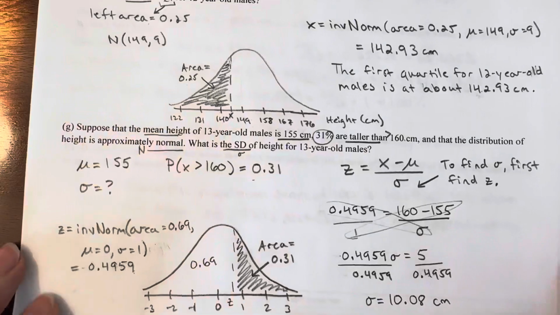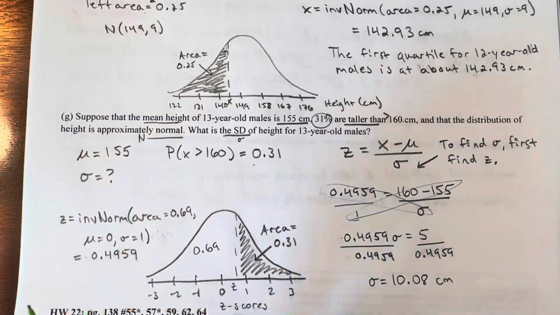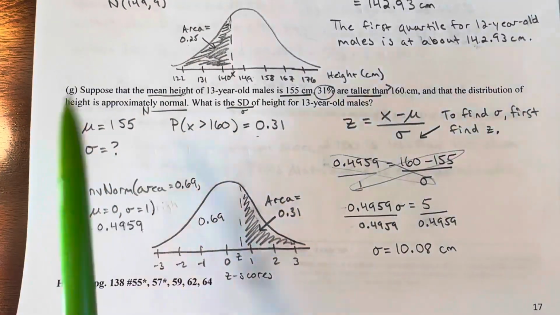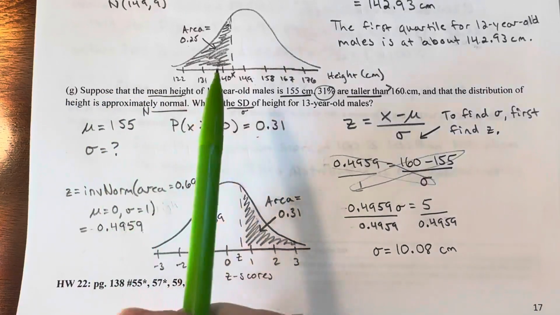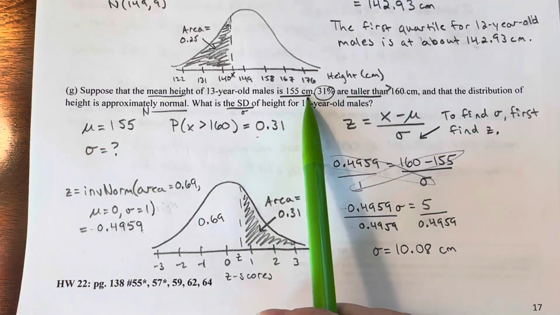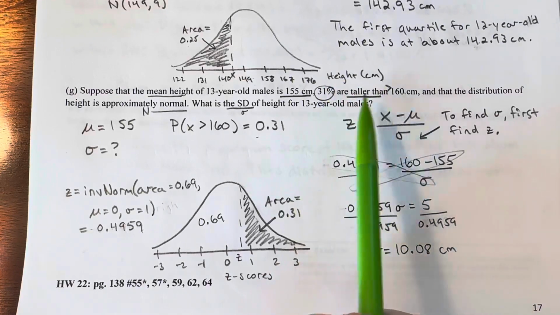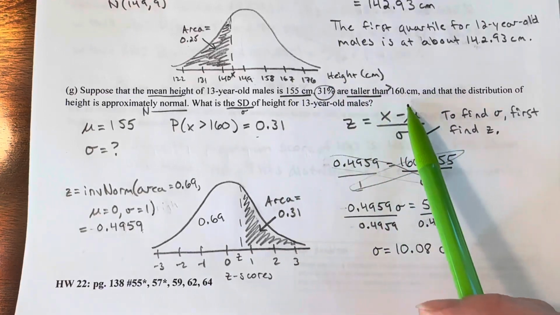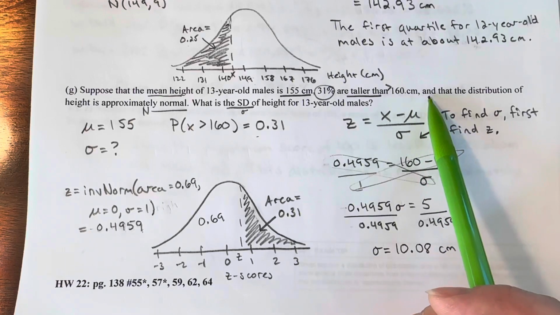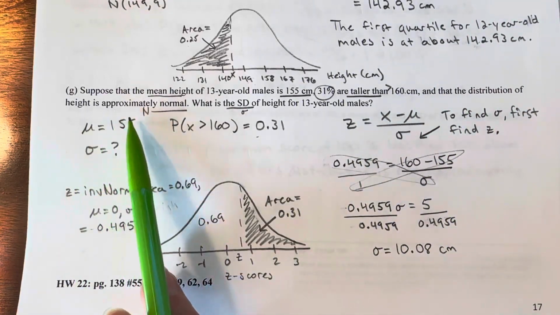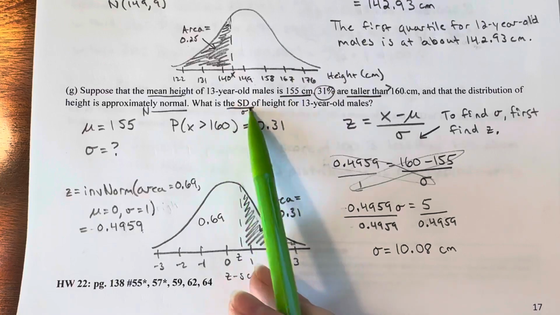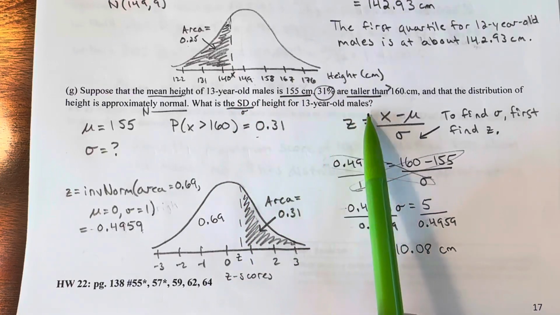And the final one that I want to show you is how to work totally backwards. Suppose that the mean height of 13-year-old males is 155 centimeters, 31% are taller than 160 centimeters, and the distribution of height is approximately normal. What is the standard deviation of height for 13-year-old males?